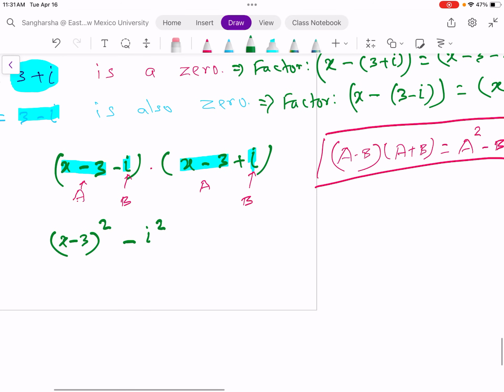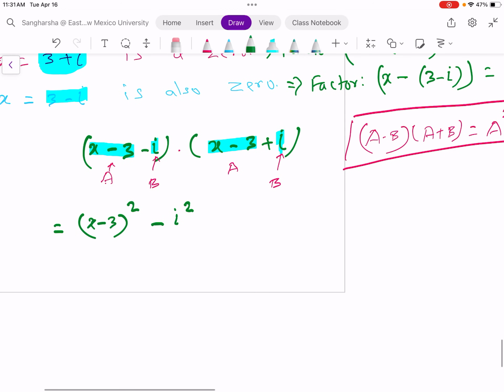Now let's simplify this. (x minus 3) squared is the same as x minus 3 times x minus 3, do you agree? Minus, what is i squared? i squared is equal to negative 1, right? i squared is always equal to negative 1.